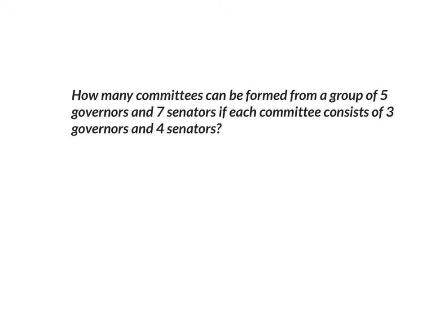Okay. Look at this. Imagine this. How many committees can be formed by a group of 5 governors and 7 senators if each committee must consist of 3 governors and 4 senators? So we have 5 governors altogether and 7 senators.